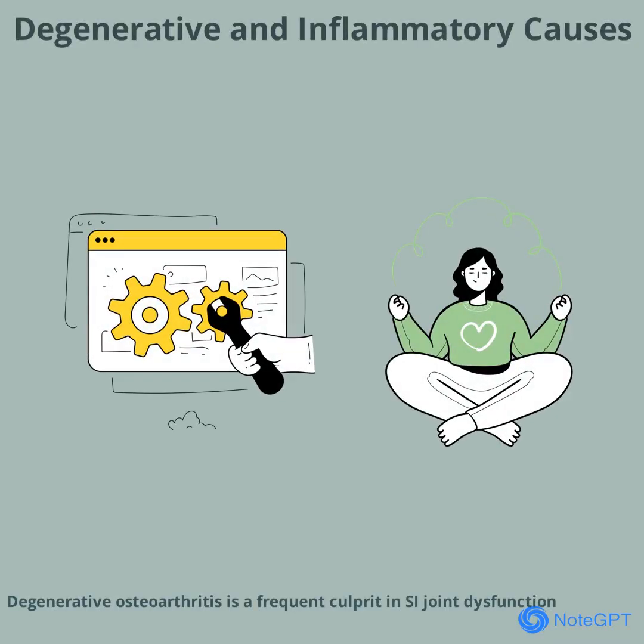Degenerative osteoarthritis is a frequent culprit in SI joint dysfunction, especially as we age. The joint space narrows and bone spurs can form, leading to pain and stiffness. Inflammatory conditions like ankylosing spondylitis cause even more dramatic changes, including joint erosion and eventual fusion. These diseases often progress over time, with symptoms like morning stiffness and pain that improves with activity. Early detection and appropriate management are crucial to prevent long-term disability. Recognizing the signs of both degenerative and inflammatory SI joint disease is essential for effective care.